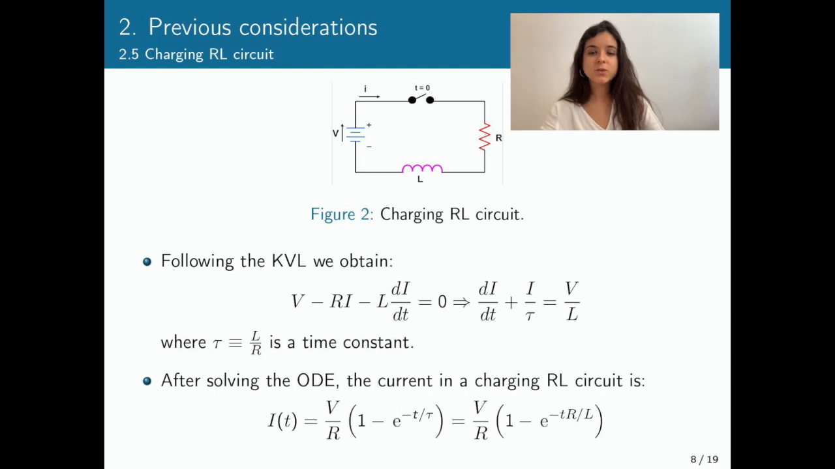Bearing in mind that we have an RL circuit, we have to follow the Kirchhoff's law that we have previously explained, and we must substitute the voltage of the resistance by I multiplied by R with a minus sign, and the voltage of the coil by L multiplied by the derivative of I with respect to time with a minus sign too. After solving the ODE, we obtain that the current in an RL charging circuit is V divided by R multiplied by 1 minus e to the minus t multiplied by R divided by L.